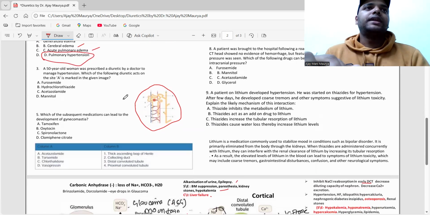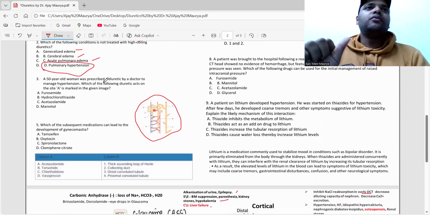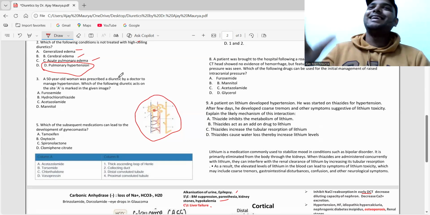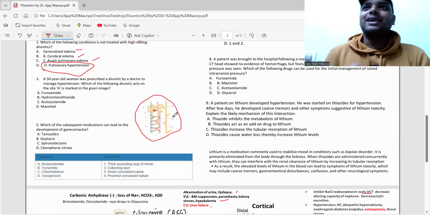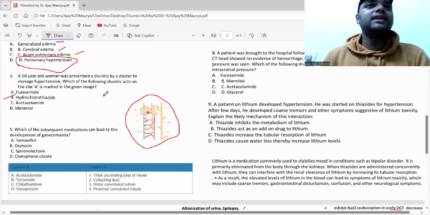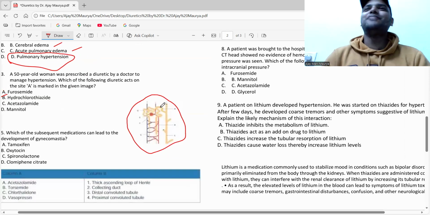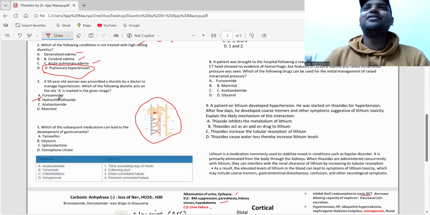Next one. A 50-year-old woman was prescribed a diuretic by a doctor to manage hypertension. See, even if there is no image, you have to keep the answer. Hypertension, what is the drug of choice? Thiazides. Now see the image here. Thiazides, option A, DCT. The DCT part is thiazides only.